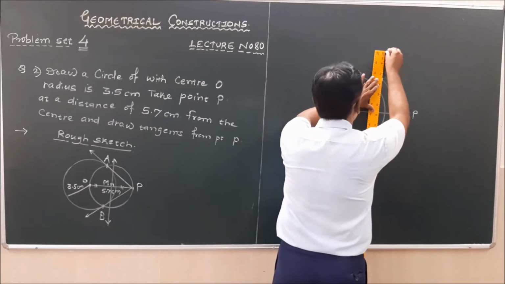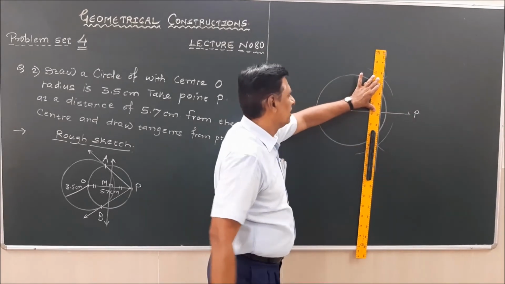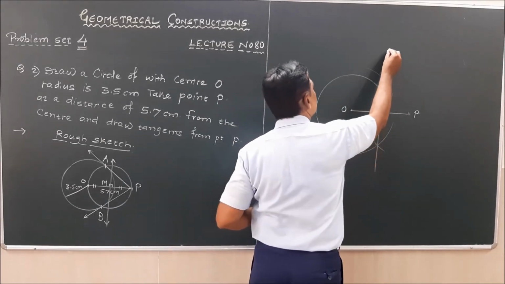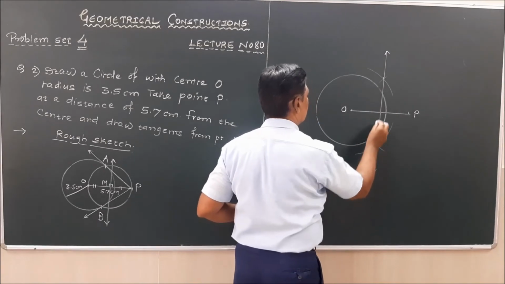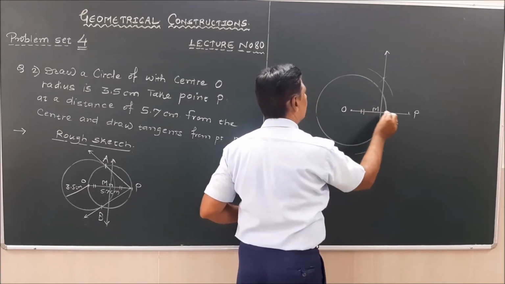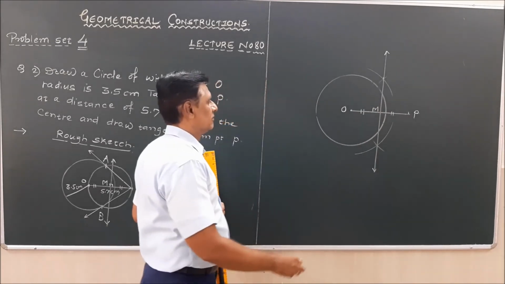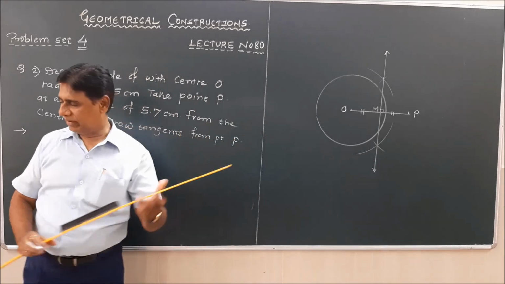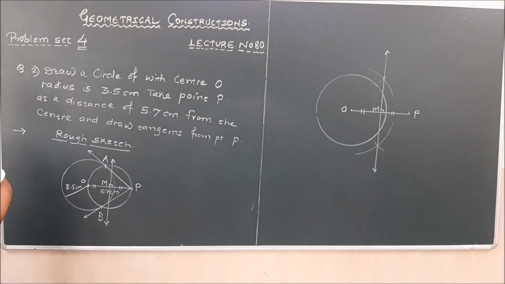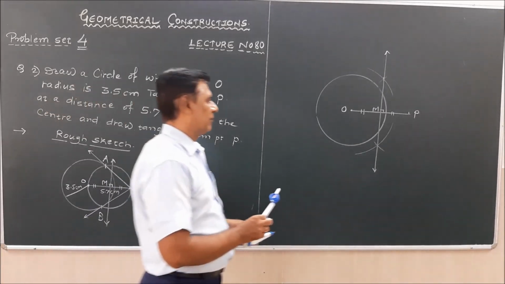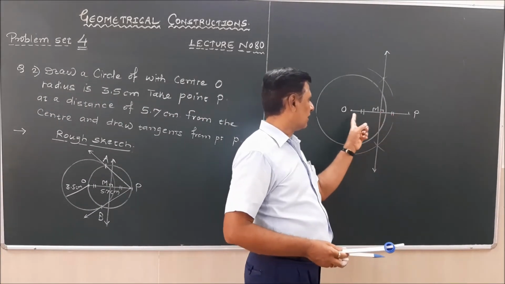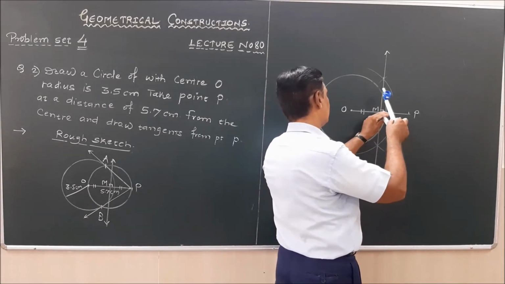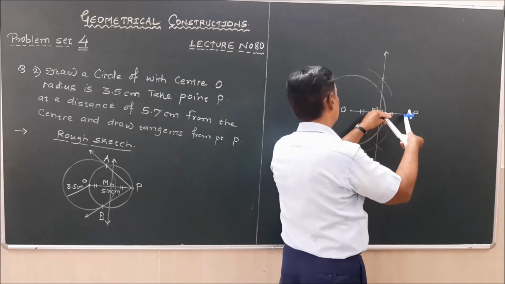See here, the point of intersection of the arcs. Label that point as N. Label the point of intersection of OP and the perpendicular bisector as M. Then I am going to draw a circle passing through O as well as P, placing the metal point on M.